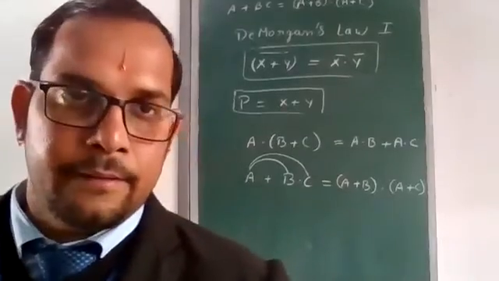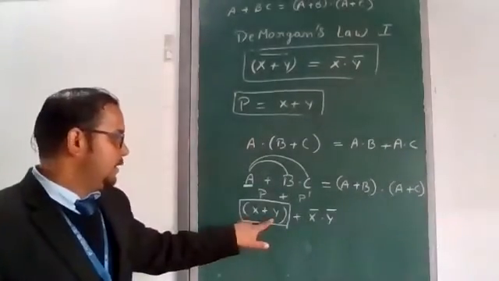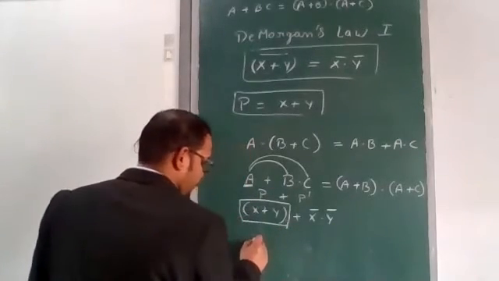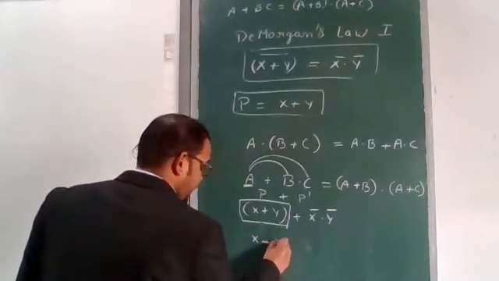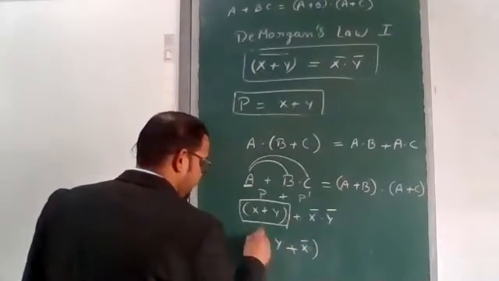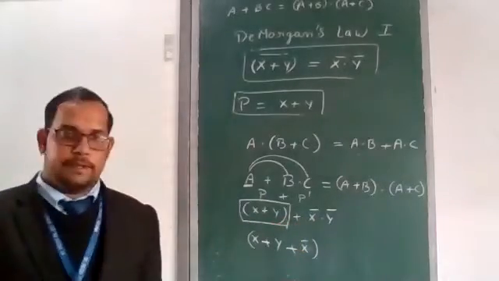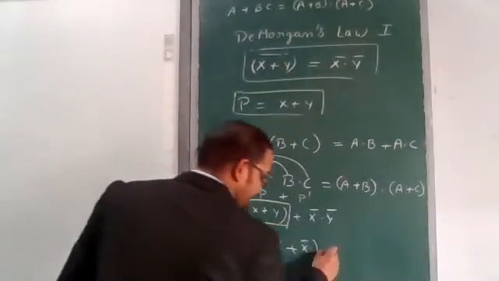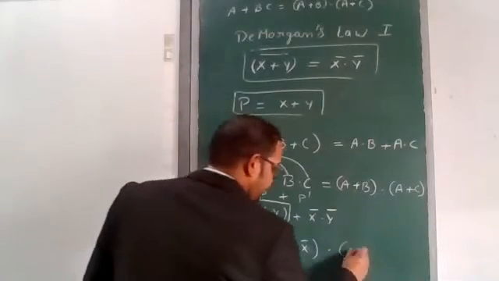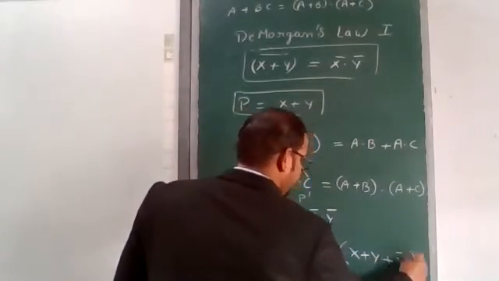Now is it clear? Ojasvi, is it clear? Yes sir. Okay, then you have to distribute x plus y. So first you write x plus y plus x complement, the first part of x complement y complement, that is x complement. After that, a multiplication sign, then x plus y plus y complement. Like this.